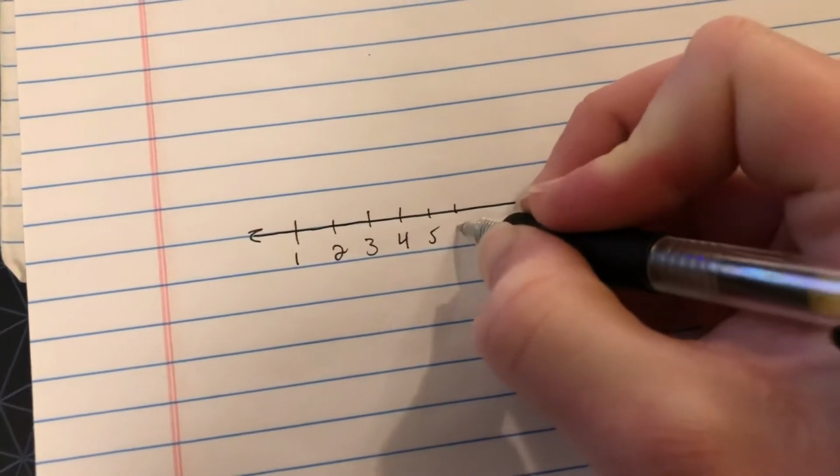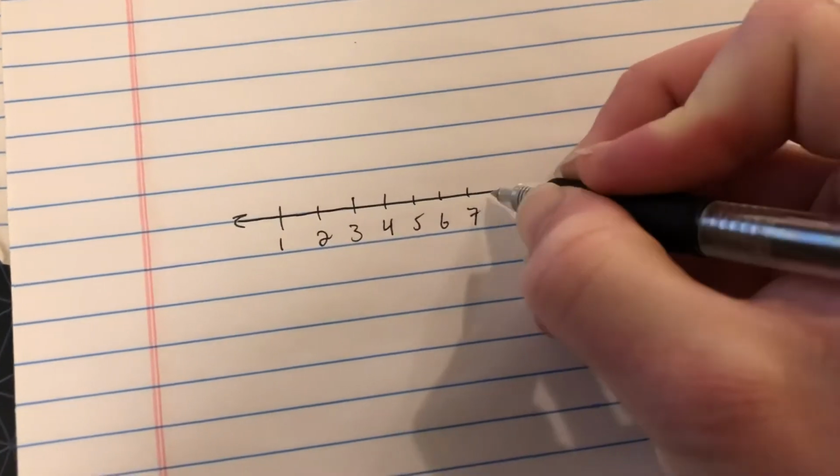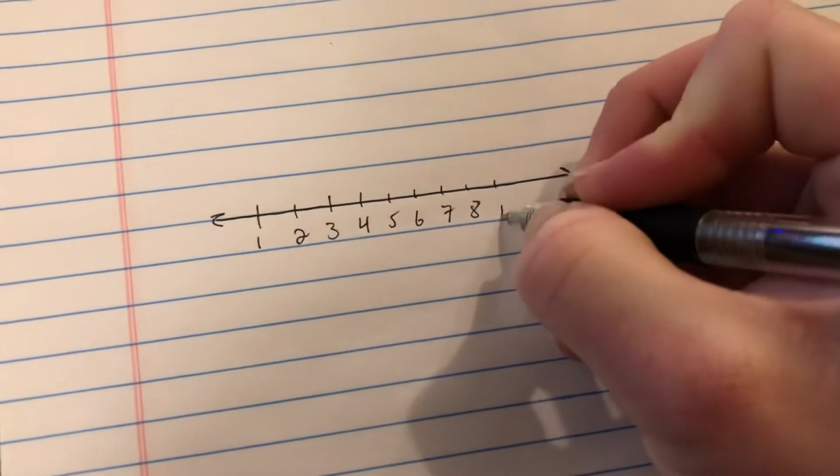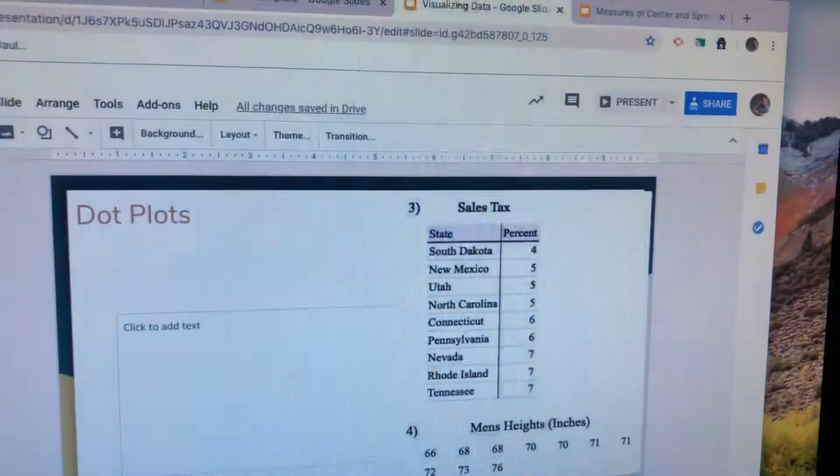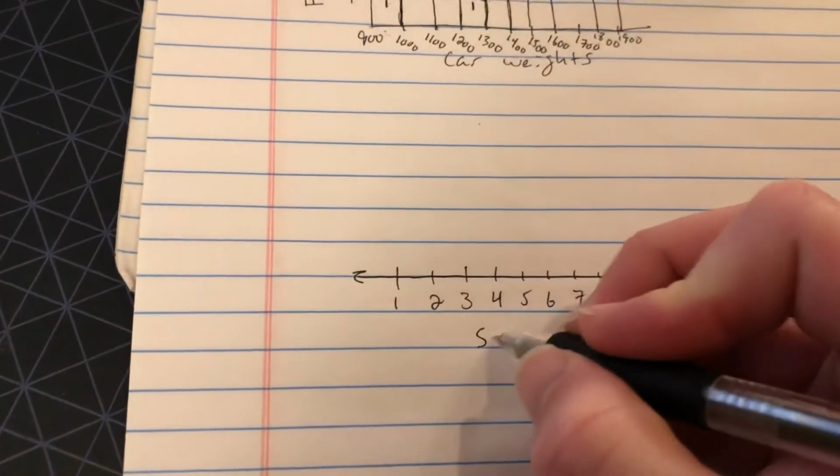If you have bigger numbers, it might make sense to go up by 5s, 10s, 15s, 20s, as long as you're going up the same every time. I'll just create a nice 1 to 10. This is talking about sales tax, so I'm going to make sure I title this as sales tax.